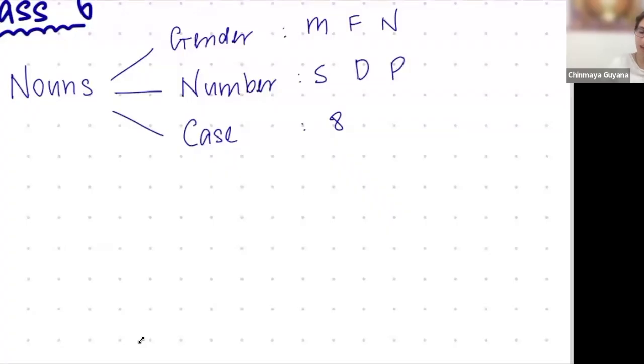Okay, now, how do I know the gender of a noun? You have to be told, you have to check it in a dictionary. How do I know the number? Well, I look at the sentence. And how do I know the case? I see the relationship between all the words in the sentence. So it's not rocket science, just needs a little bit of attention.